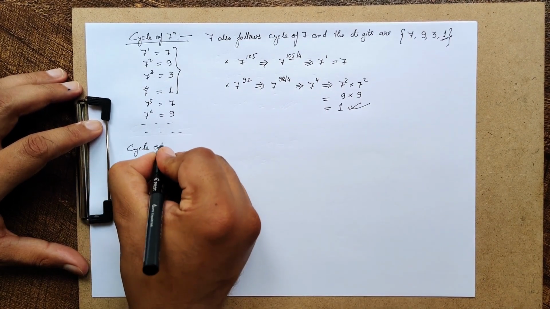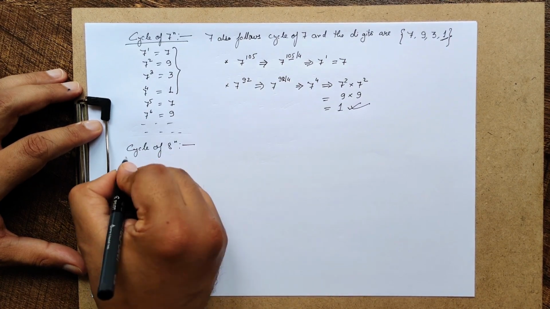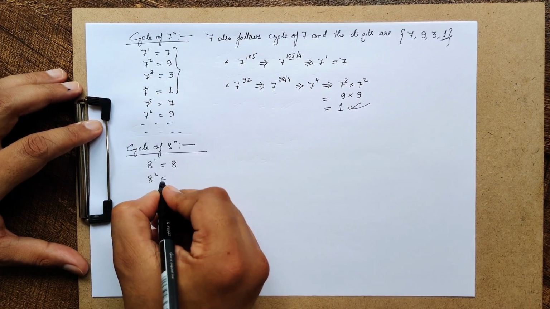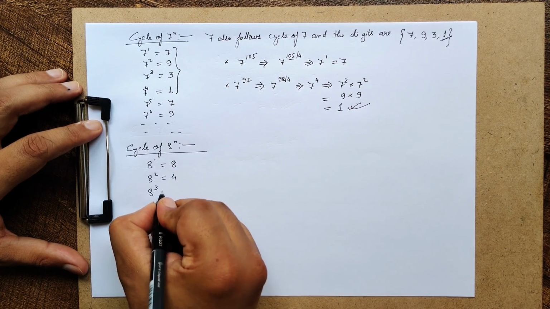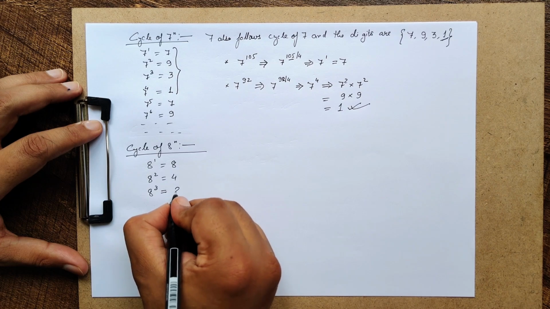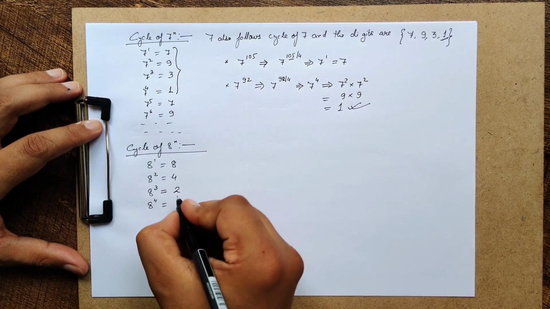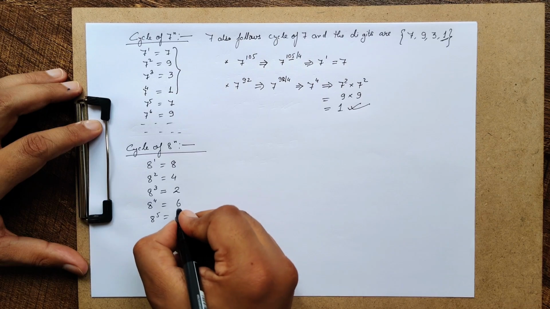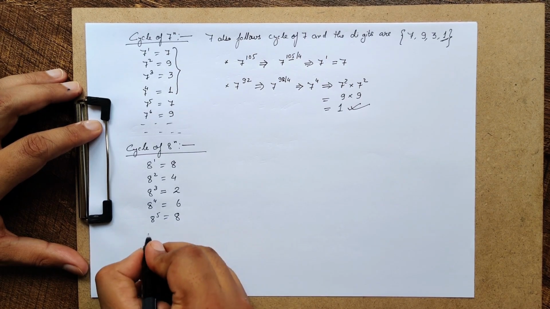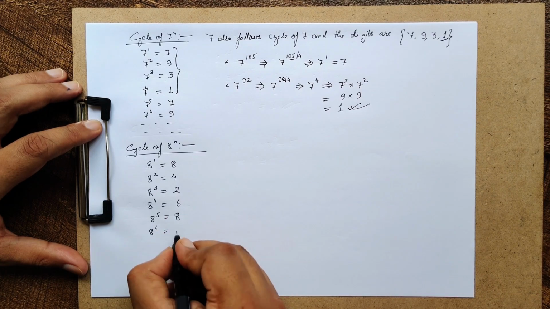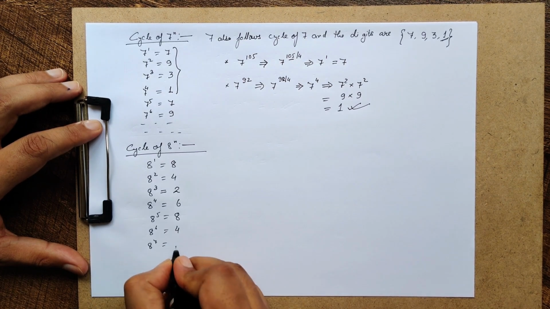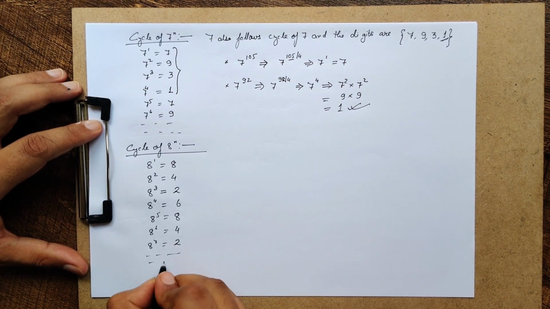Now cycle of 8. 8 to the power 1 is 8. 8 square 64, we get 4. 8 cube, 8 into 4 32, we can write 2. 8 to power 4, 2 into 8 again 16. 8 to power 5, so 6 into 8 is 48. 8 to power 6, again 8 into 8 is 64, so 4. 8 to power 7 is 4 into 8 is 32, hence 2, and so on.